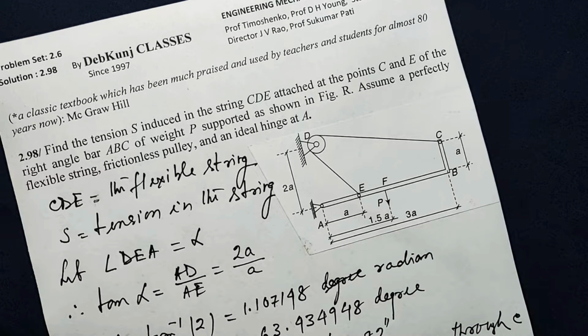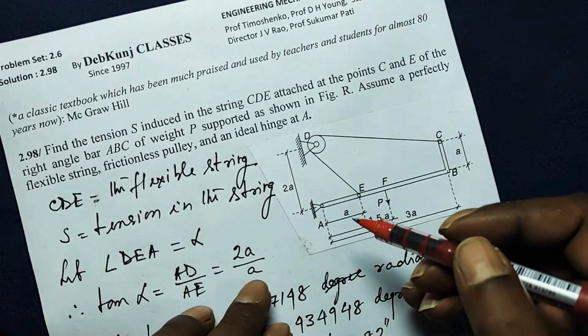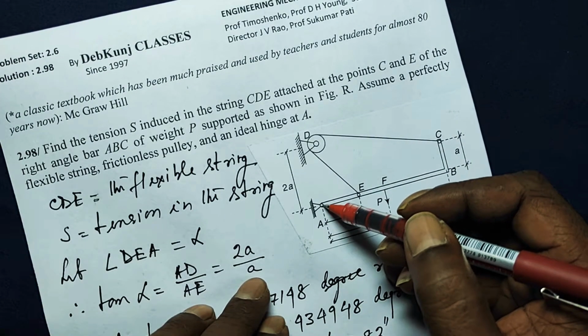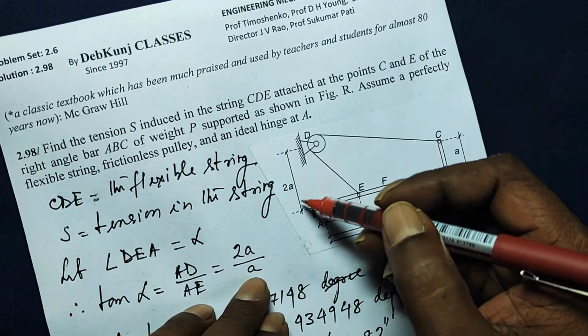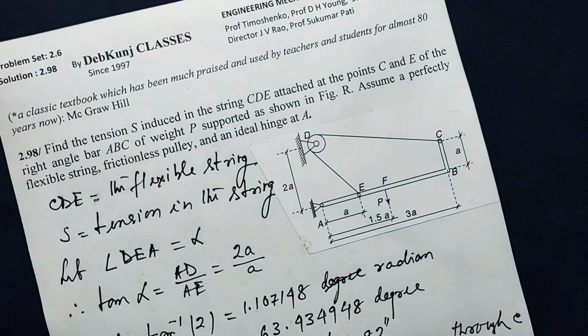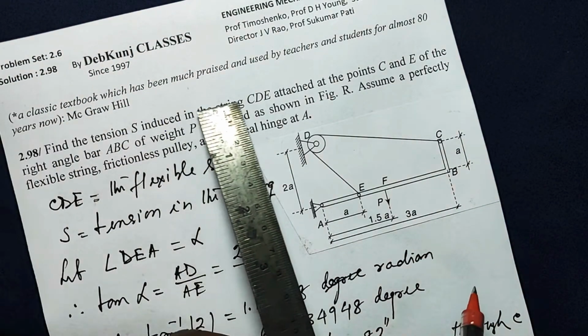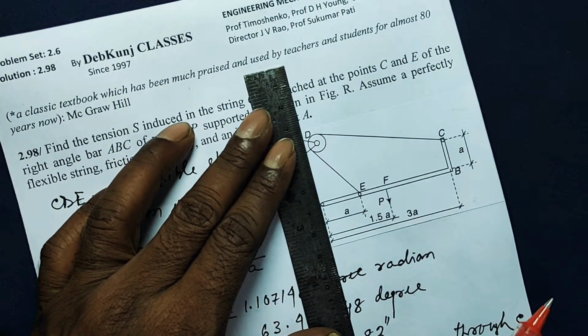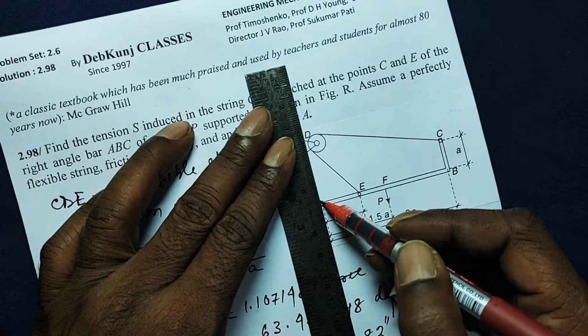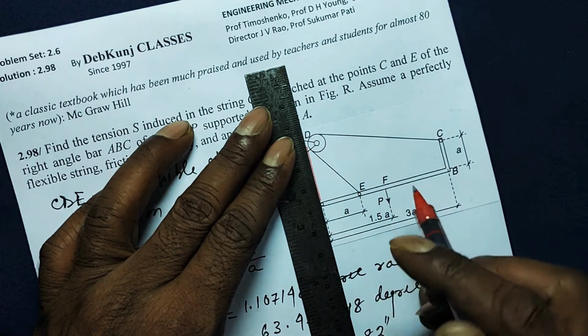tension in the string. So first let me explain. This point A is not here, this point A is here. From A to D, the length is 2A. From B to C, the length is A. So what do you do? If you extend this dotted line to this side, let me do it for you.